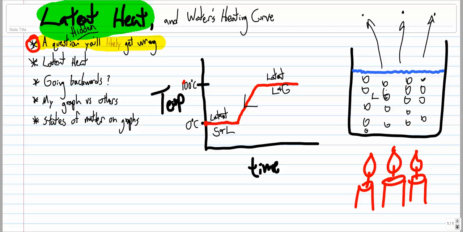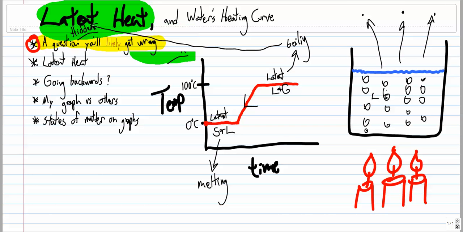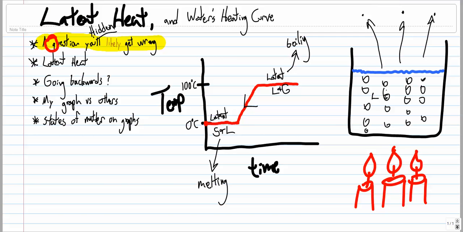So what's going on here? The energy that we're adding right here is going into melting. So the latent heat is going into melting the ice on that flat spot. And then over here, the latent heat is going into boiling. So the boiling of the water accounts for the latent heat there. So that accounts for this notion of latent heat.